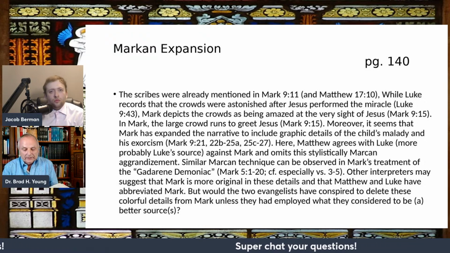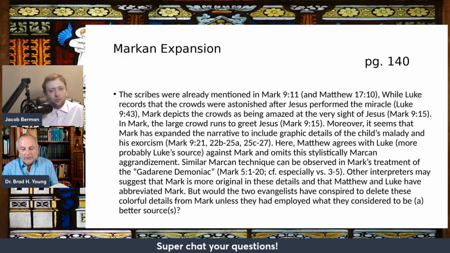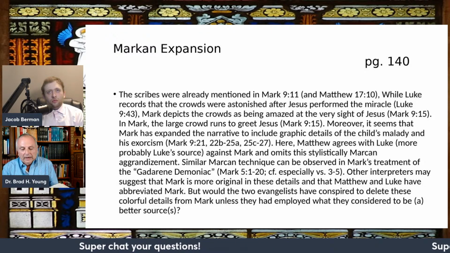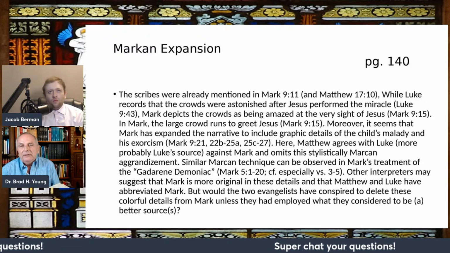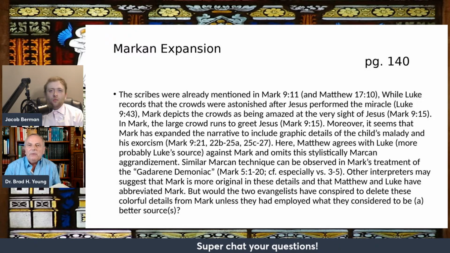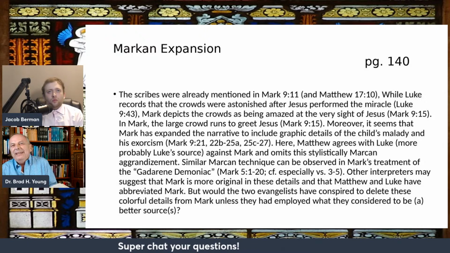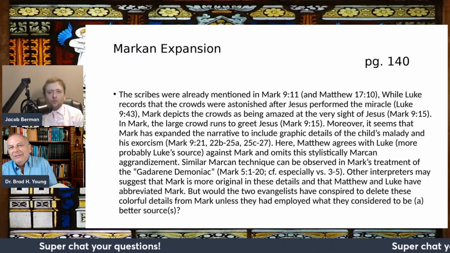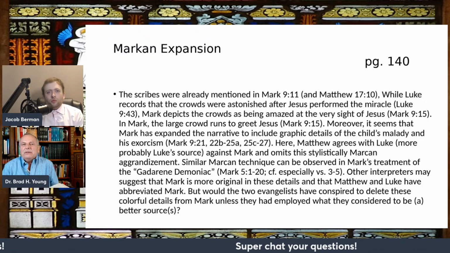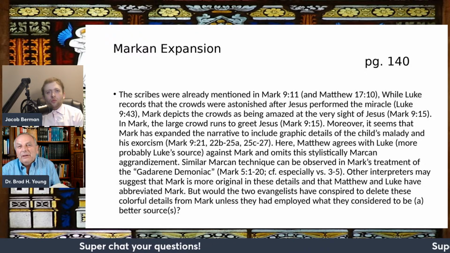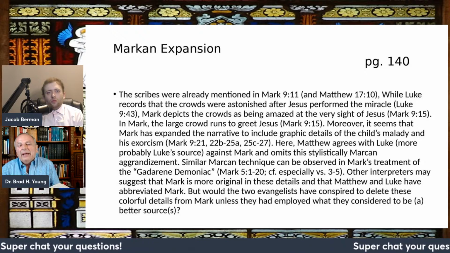So, for instance, when we talk about the parable of the mustard seed, Mark adds this idea that it's the smallest of all seeds. But it's a little bit different there. We also have a few more details in the demoniac, of the malady and the results, that don't find representation, parallels, in Matthew and Luke.